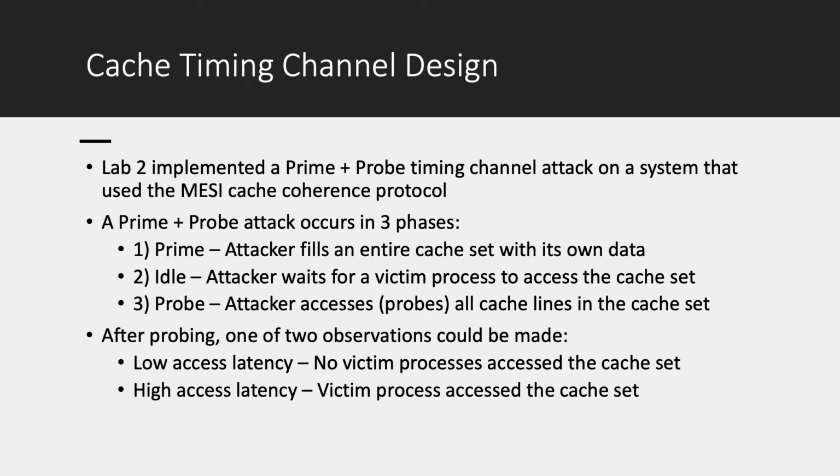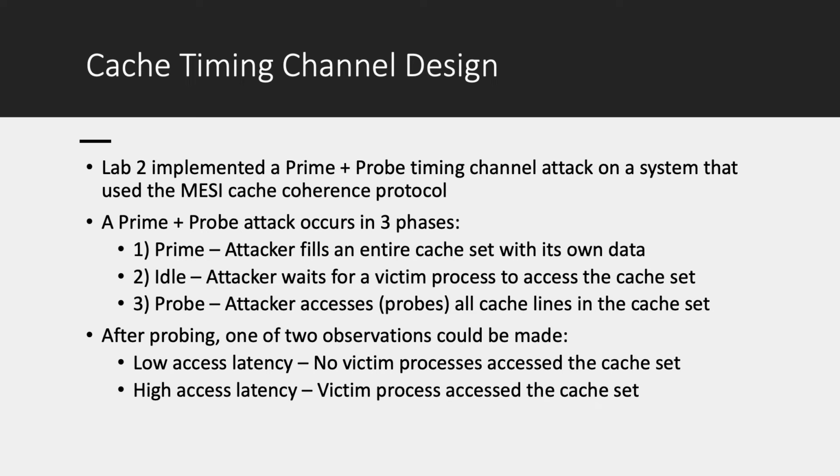In the second lab of this course, we used a prime and probe timing channel attack on a system that used the MESI cache coherence protocol. This attack occurs in 3 phases. The first phase is a prime phase where the attacker fills all of the cache lines in a set with its own data. The next phase is the idle phase, where the attacker waits for the victim to place its own data in one of the cache lines of the designated set. Finally, in the probe phase, the attacker accesses all of the cache lines in the set and measures access latency to determine if the victim placed its data there or not.